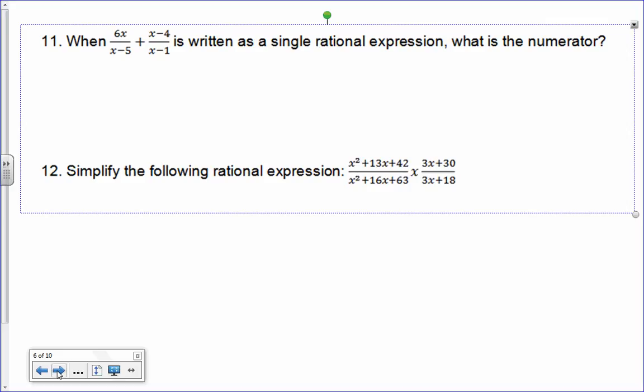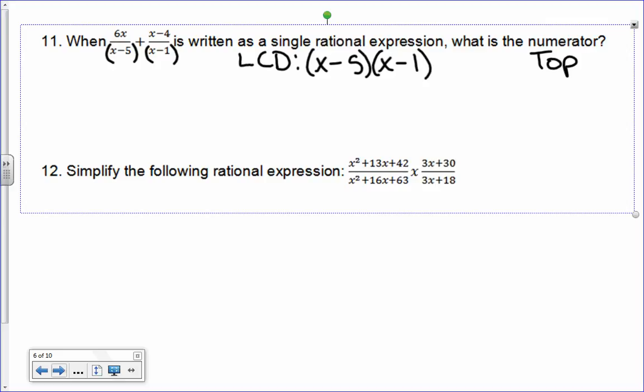All right. This one, you got to read the question. It says, when 6x over x minus 5 plus x minus 4 over x minus 1 is written as a single rational expression, what is the numerator? It wants to know what's on top. Okay, when you add these together, you need an LCD, a least common denominator. Well, you can't factor anything on the bottom, so their LCD is x minus 5 times x minus 1. It's kind of like the one we did earlier.